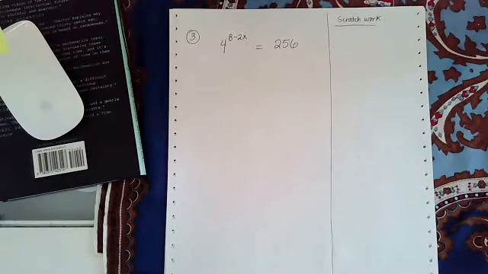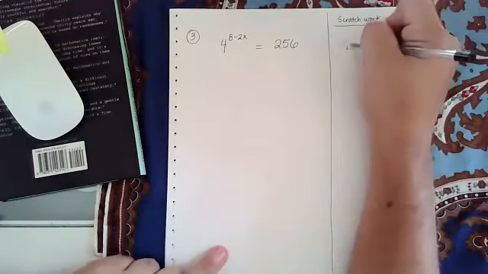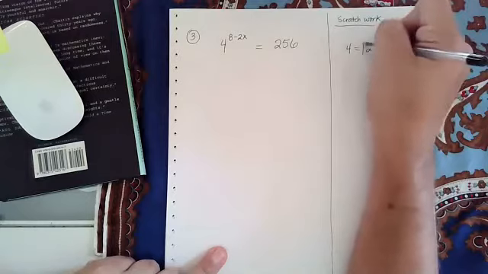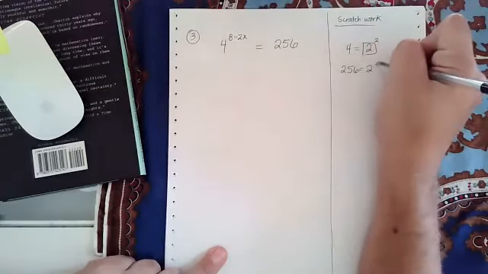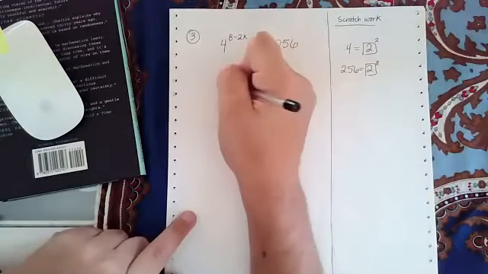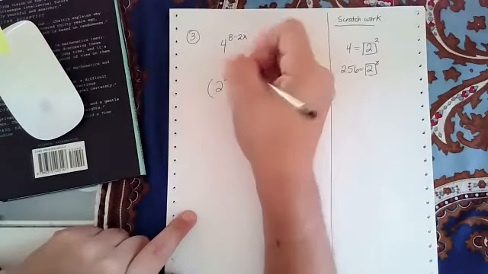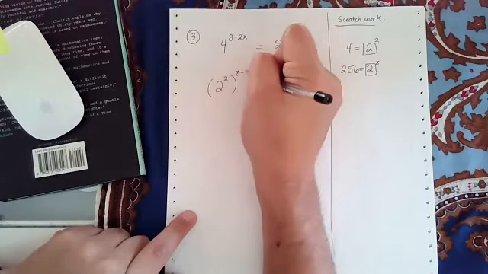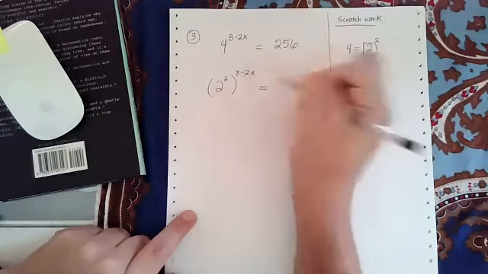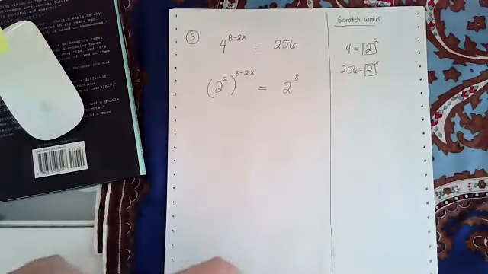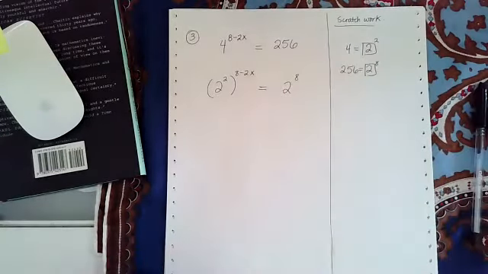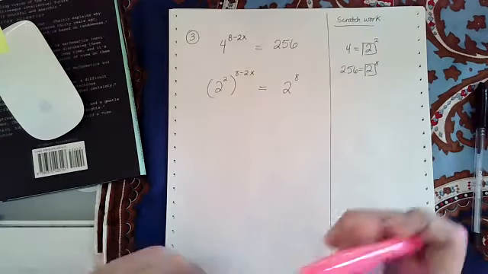I'm stuck. Yeah, where are you stuck, Kelly? Okay, I thought about the bases. I got 4, so that's 2 to the second power. And then 256 is 2 to the 8th power. So then I rewrote it 2 to the second power in parentheses. And then I have to bring my 8 minus 2x next to it, right? Yeah, equals 2 to the 8th power. And then do I have to get x by itself? So I have to divide by -2 on the top?